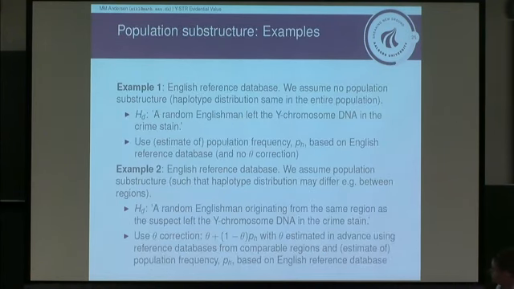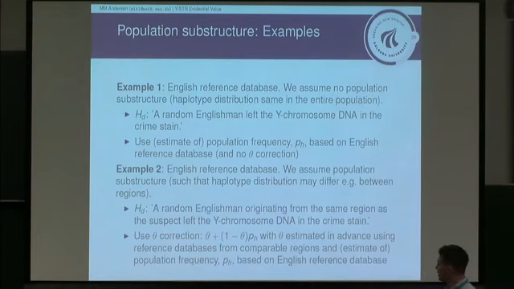So two examples. If we have an English reference database, and we state that a random Englishman left the Y chromosome, then we use the population frequency and no theta correction. That's it. The other case is where we have an English reference database, but there's reason to believe that these two individuals come from the same subpopulation. Then it would be better to use a theta correction.